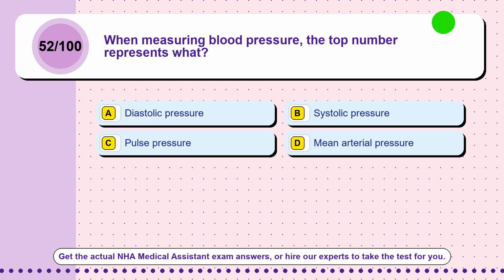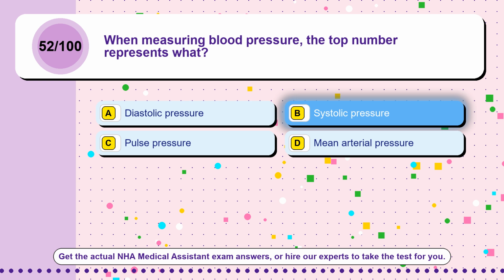Question 52. Which of the following conditions describes a vein that feels hard, cord-like, and lacks resiliency? Option A, patent vein. Option B, sclerosed vein. Option C, superficial vein. Option D, tortuous vein. The correct answer is option B.